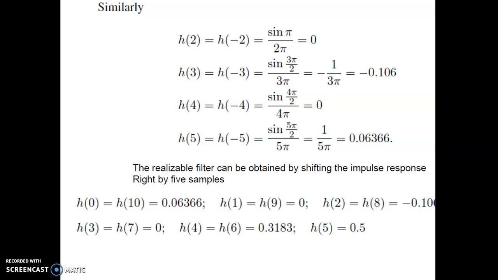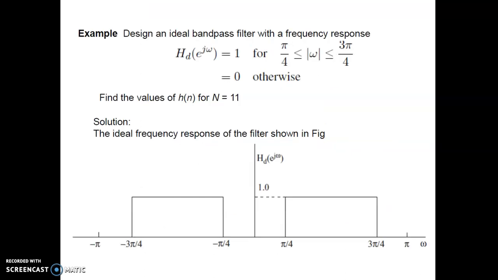Whenever we have filter coefficients on the left hand side of the origin, this is a non-causal filter, so we can obtain a causal filter by shifting all these responses to the right. So what we get is h of 0 and h of 10 to be 0.06366, h of 1 and h of 9 to be 0, h of 2 and h of 8 to be minus 0.1060, h of 3 and h of 7 to be 0, h of 4 and h of 6 to be 0.3183, and h of 5 to be 0.5.